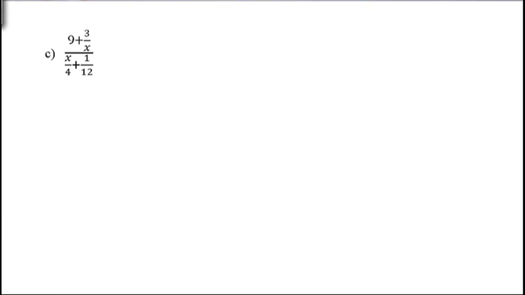In our next example, we have 9 plus 3 over x divided by 4 plus 1/12. So again, we want to find our lowest common denominator. So we need an x, and we also have a 4 and a 12. And so the lowest common denominator there would be 12x. So we're going to multiply both the top and the bottom by 12x.